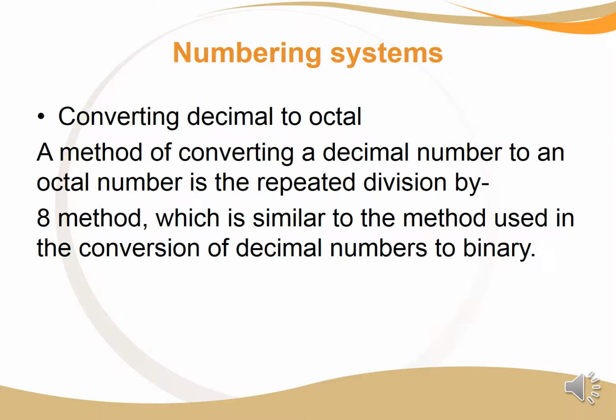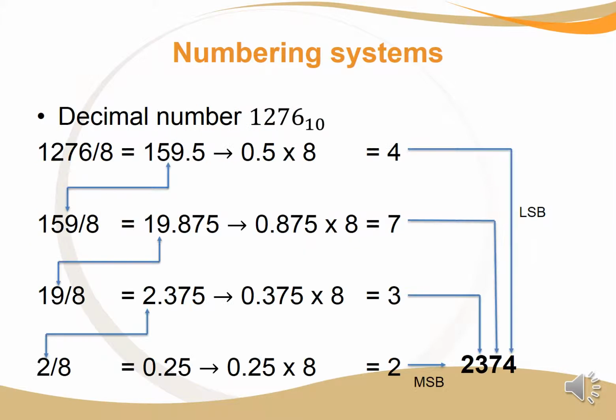Now, converting decimal to octal, a method of converting a decimal number to an octal number is repeated division by 8. Remember, in binary we had division by 2, base of 2, so now we have base 8. In binary we didn't really need to worry about the carry bit, because it was base 2 and quite simple and straightforward. But here we have a remainder of 0.5, and you have to multiply that by your base number to get the remainder.